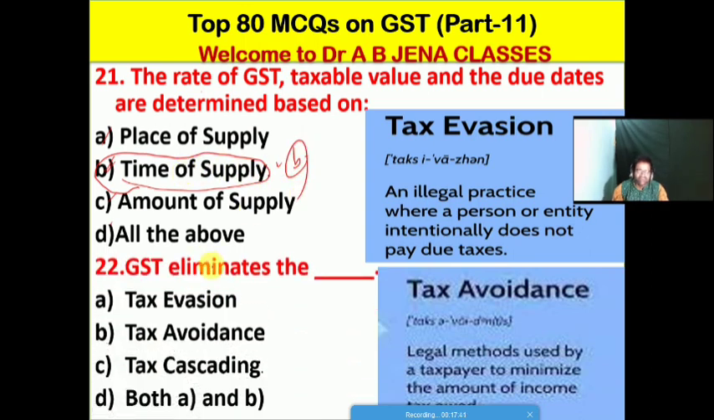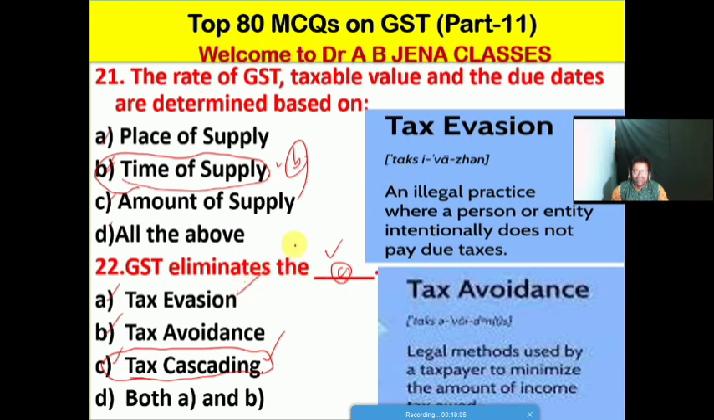So next one हम देखेंगे, GST eliminates what? A, tax evasion, B, tax avoidance, C, tax cascading, D, both A and B. No doubt, friends. So C is the right option for this MCQ. So GST eliminates the tax cascading. Friends, we have already discussed what is the meaning of tax cascading.